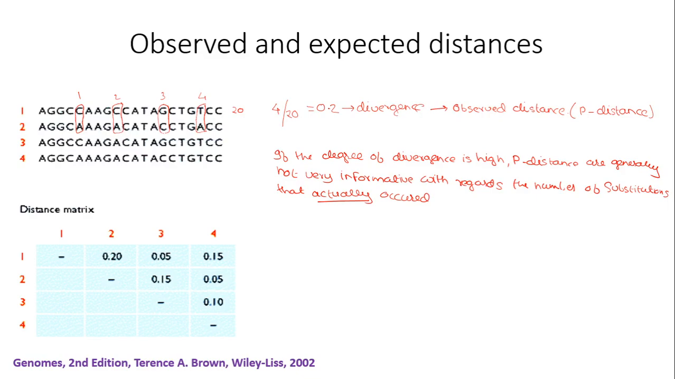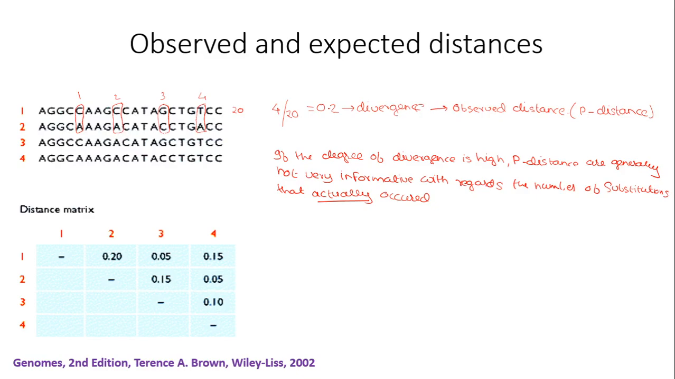This is one of the biggest drawbacks of using this p distance. If the degree of divergence is very high, that is, if you are comparing two sequences that have a common ancestor that diverged a long way back in evolutionary history, in such cases the observed distance will not be very informative about the number of substitutions that might have really happened in the long history of evolution. That is what I want to say.